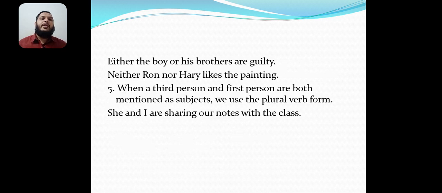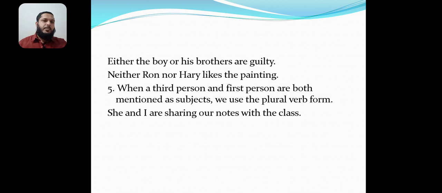Number 5, when a third person and first person are both mentioned as subjects, we use the plural verb form. Third person singular, she, and I. Then we have to use a plural verb. She and I are sharing our notes with the class.